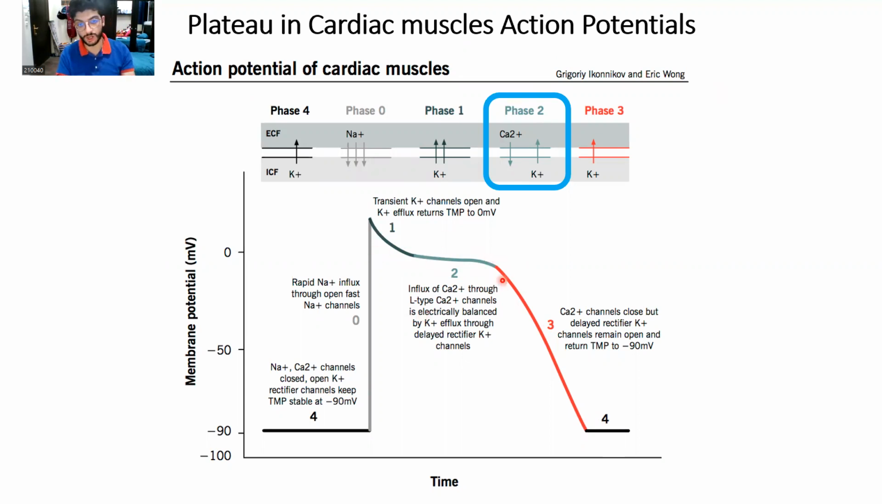All this does is prolong the action potential, so it prevents tetany in cardiac muscle. You can't have cardiac muscle spasm. You don't want cardiac muscle to spasm. This is why there's a plateau. That's it.